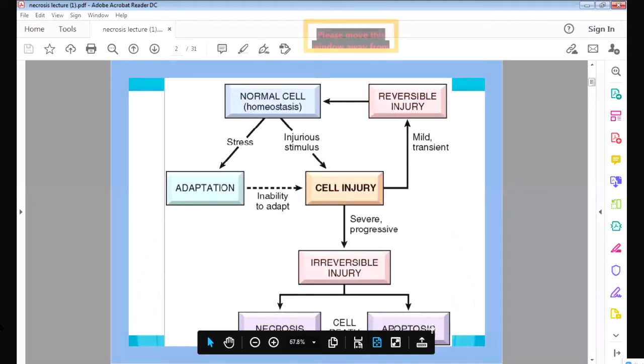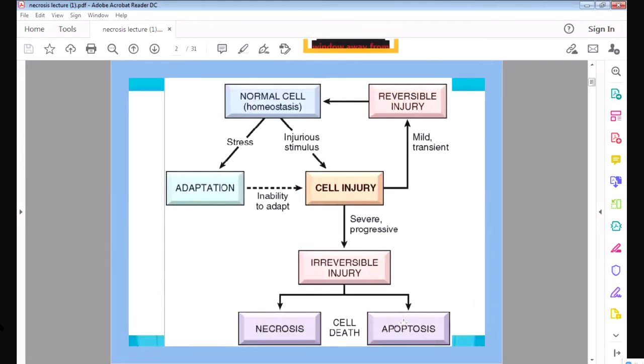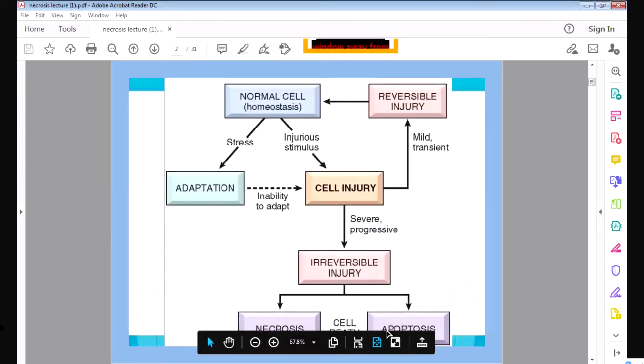Like some person, when there is a lot of stress, he commits suicide. So the cell kills itself. That is called apoptosis. And when the cell dies due to injury, it is called necrosis. So there are two types of cell death: necrosis and apoptosis.